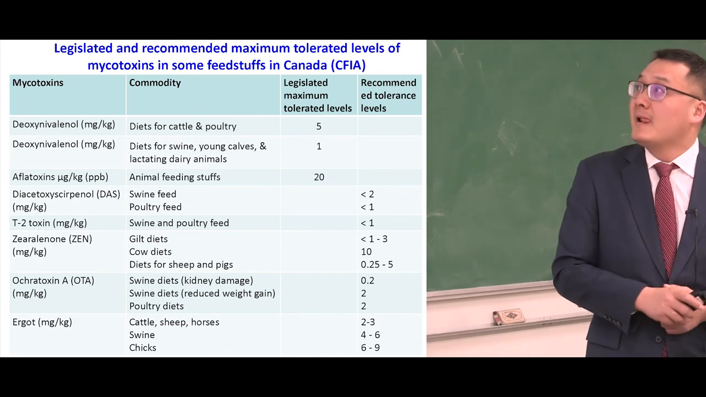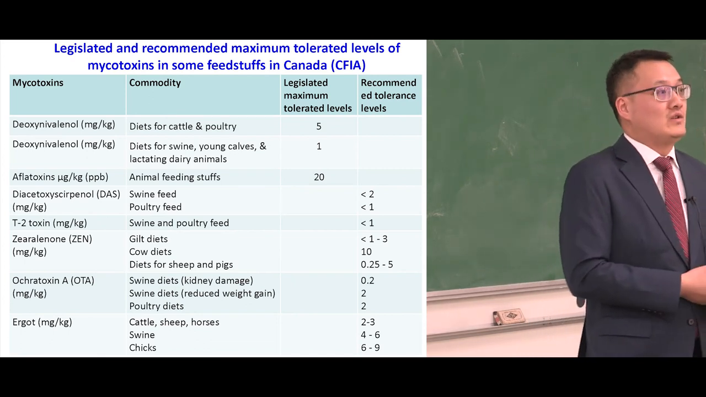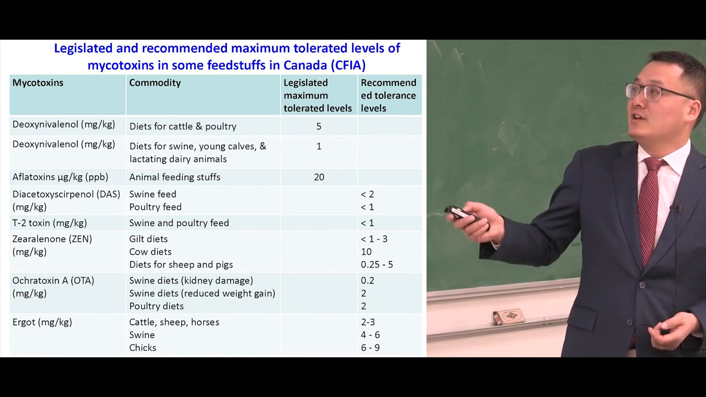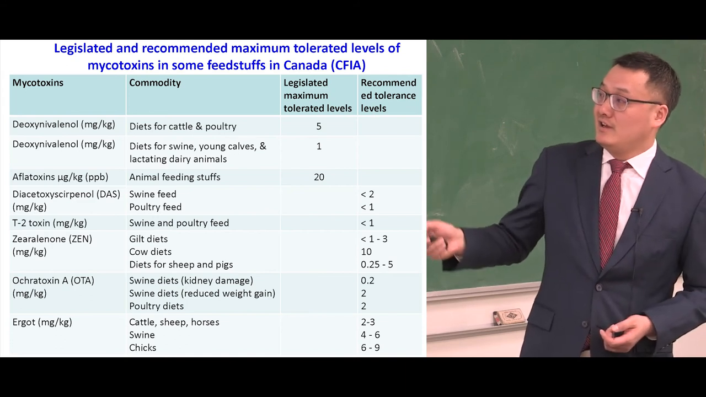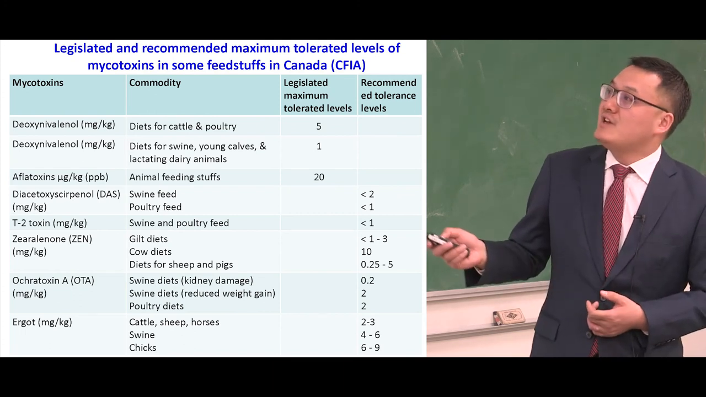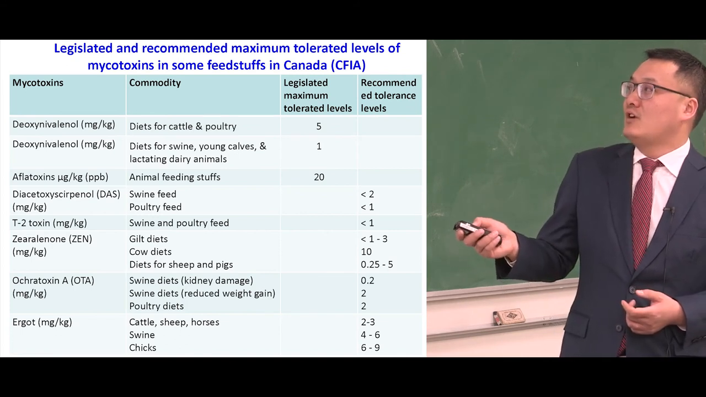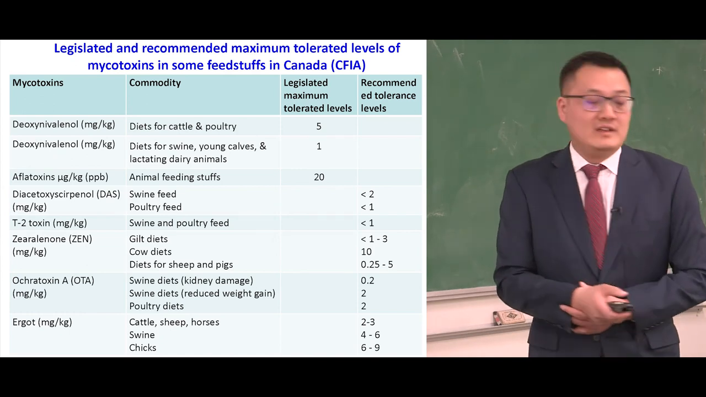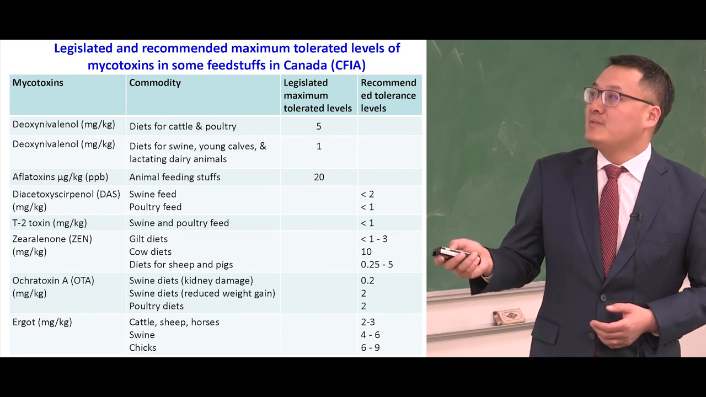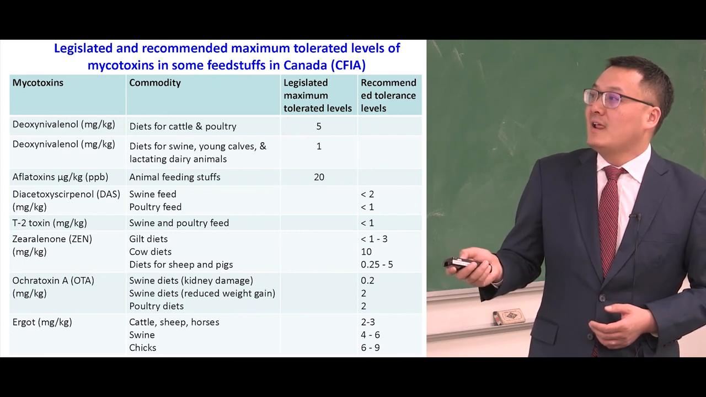Yeah. If you want to optimize growth performance and feed utilization efficiency, you may want to minimize the mycotoxin contamination level in the feed. For example, T2 toxin for swine is less than 1 ppm, and zearalenone is about 1 to 3 ppm for the diet. For dairy cattle, maybe no more than 10 ppm, and for sheep and pigs, 0.25 to 5 ppm. And aflatoxin is the same for the swine diet.